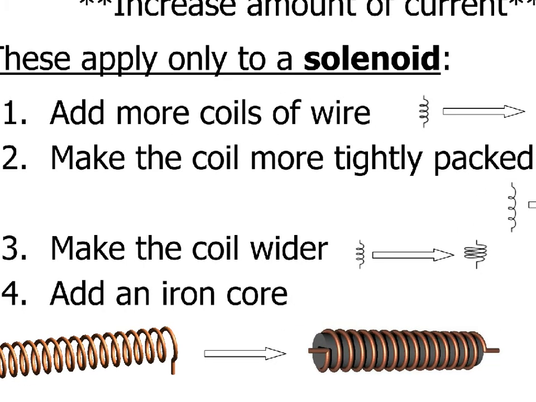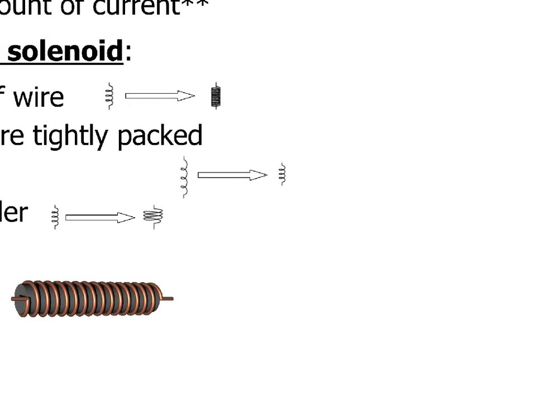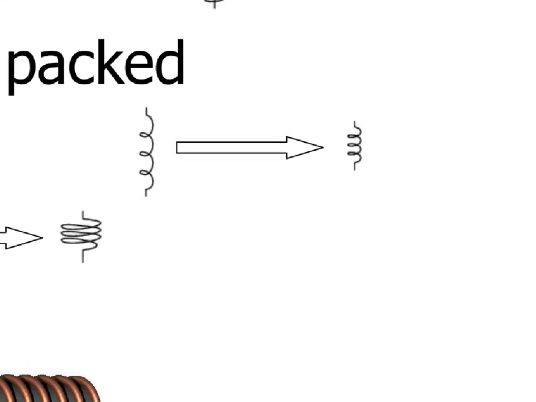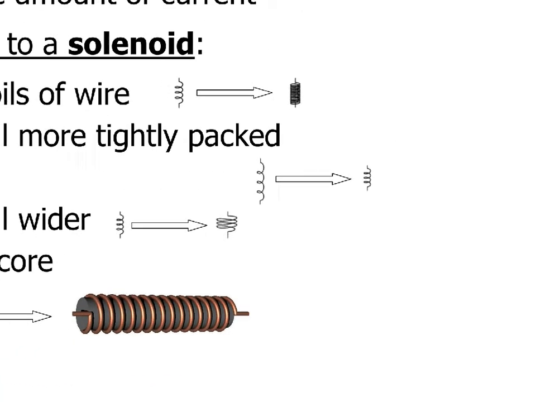Number 2, I just kind of mentioned it already. If you make the coil more tightly packed, and what do I mean by that? Well, it might have the same number of loops, but you put the loops closer together. So here, for example, 1, 2, 3 loops, 1, 2, 3 loops. Here it's more spread out, here it's closer together. The magnetic field will be stronger in this one, and weaker in that one. So you can add more loops, you can put the loops closer together.